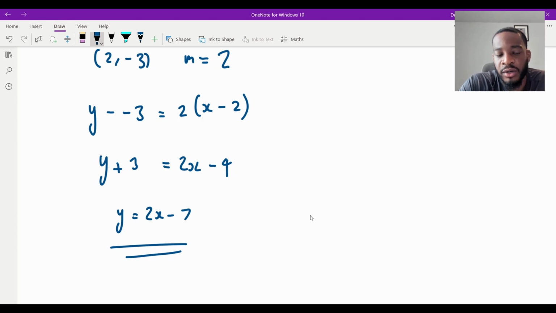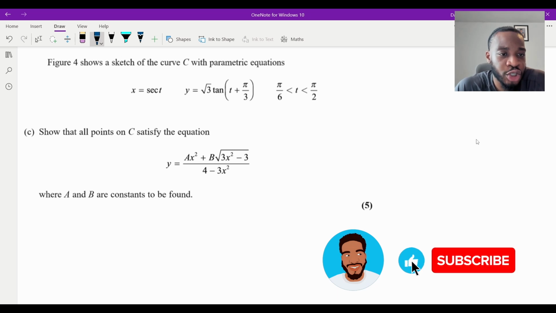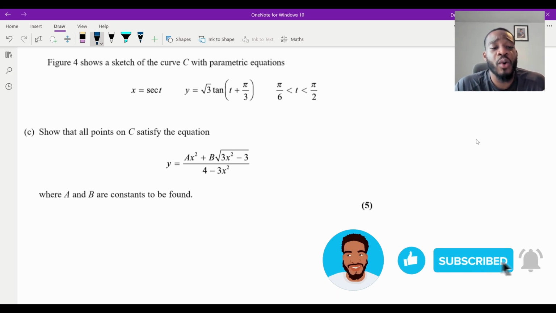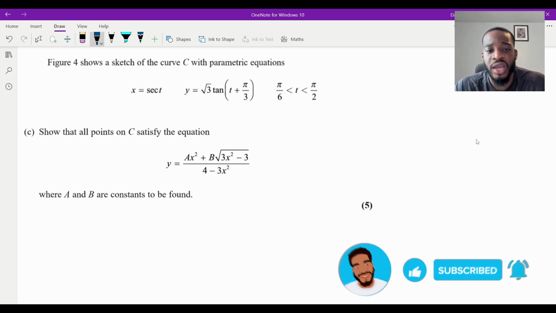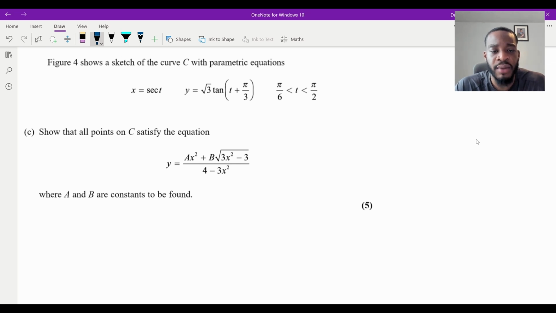And then we'll do part C now, the big one. Okay, so part C, the big one. It says show that all points on C satisfy the equation y is equal to ax squared plus b root 3x squared minus 3 over 4 minus 3x squared, where a and b are constants to be found, for 5 marks. Okay, so this one here, first thing I think to myself when I'm looking at this, if I'm in an exam, well, firstly, curve C was defined parametrically, right?